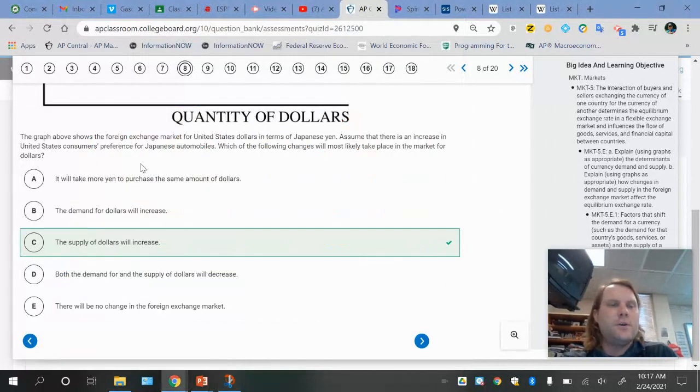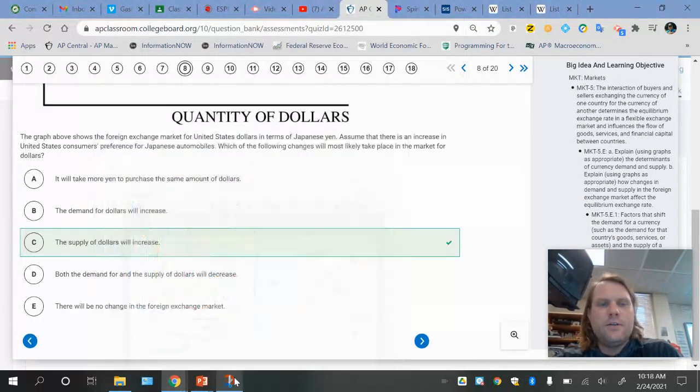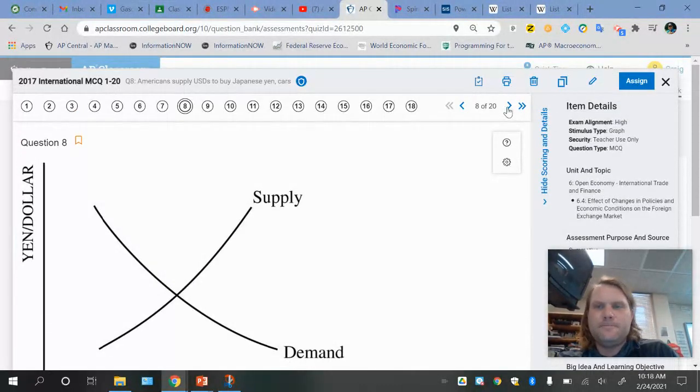Let's look at our answers. It's going to take more yen to purchase the same amount of dollars. That's not necessarily the case. The demand for dollars increases. Here's our answer. The supply of dollars will increase. Both demand and supply of dollars will decrease. Not the case. No change. We have the supply of dollars will increase in that case.